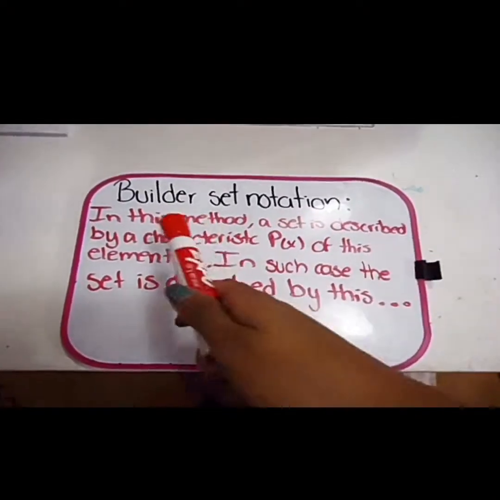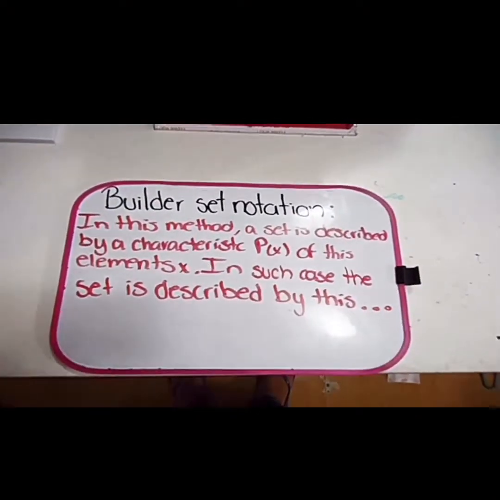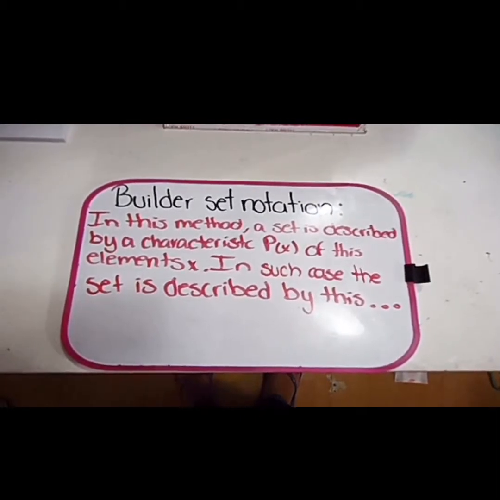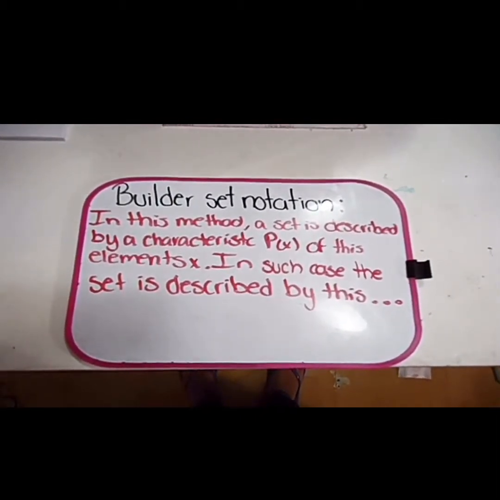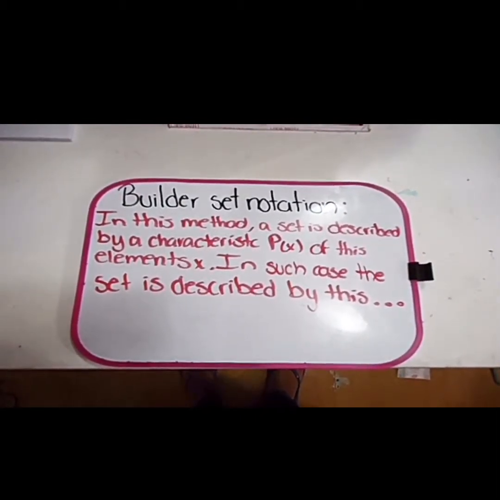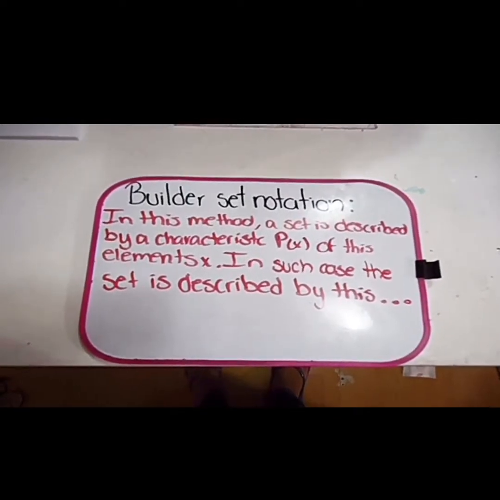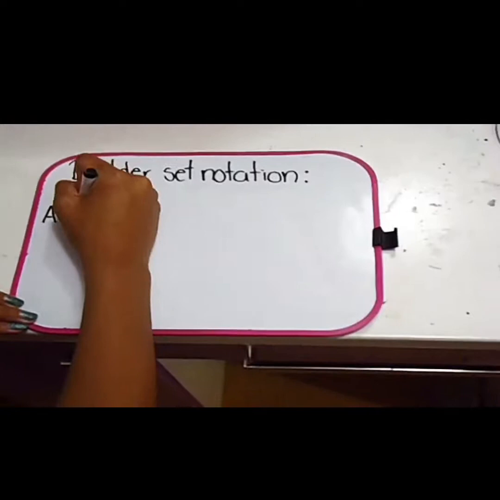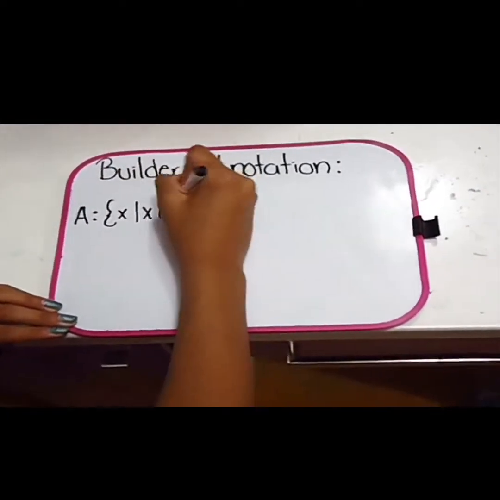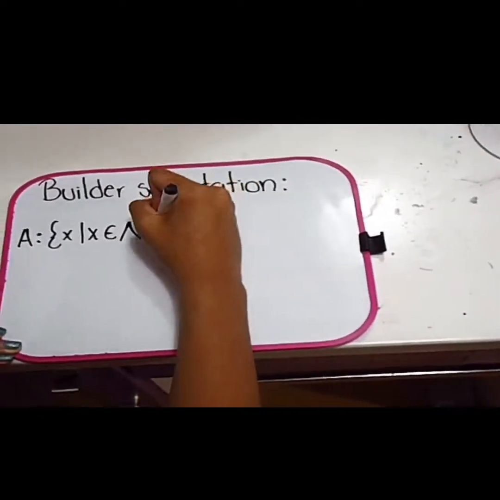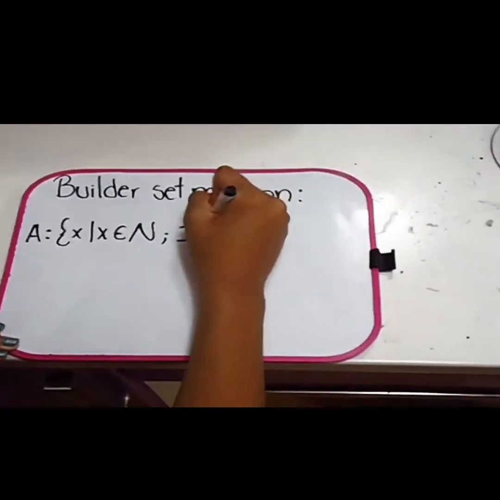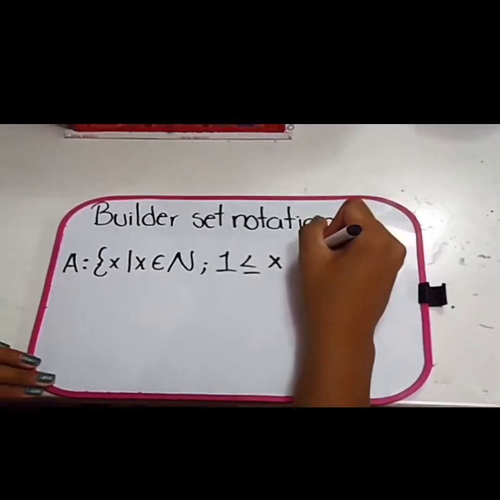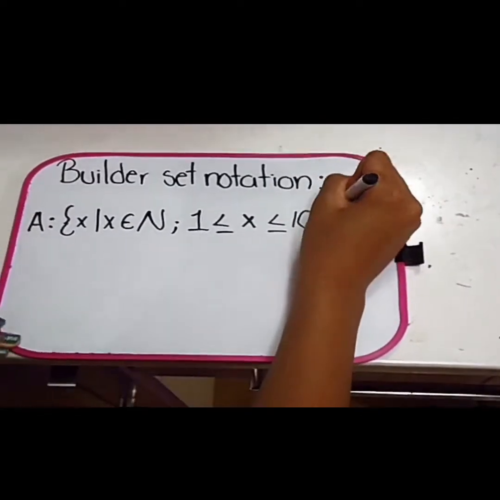Well, now we have the set builder notation. In this method, a set is described by a characteristic P(x) of its elements x, in such a case that the set is described by this. For this, we have a specific formula. Well, so we put an x, a line, x, and an element symbol. We're gonna explain next.